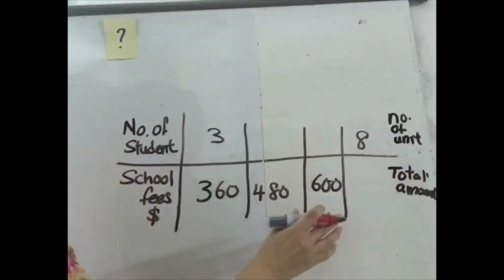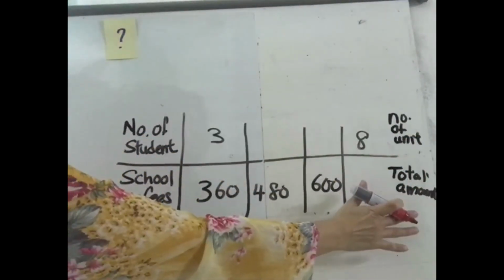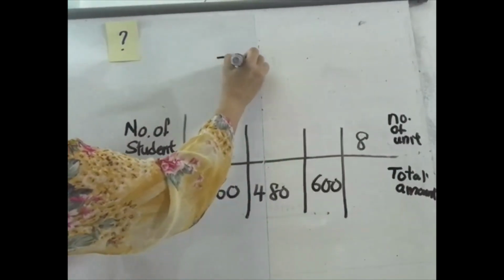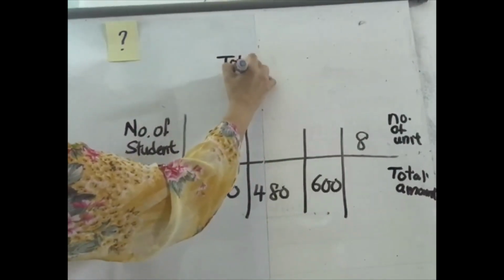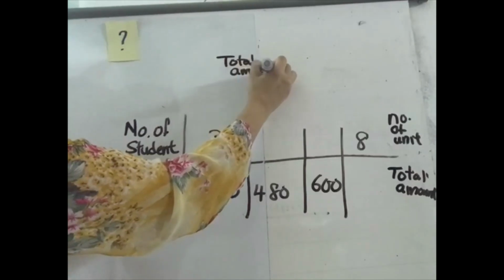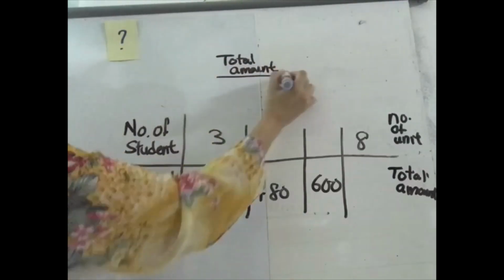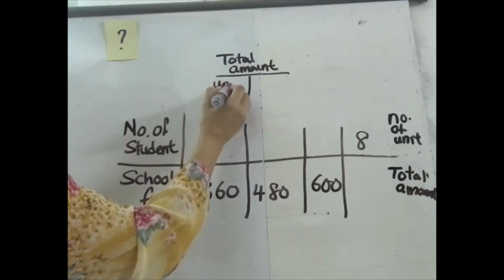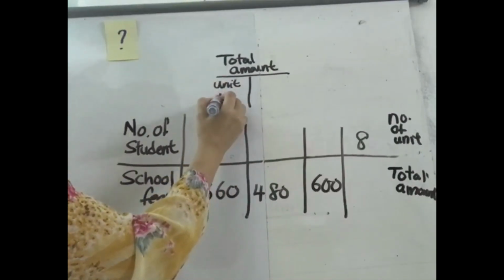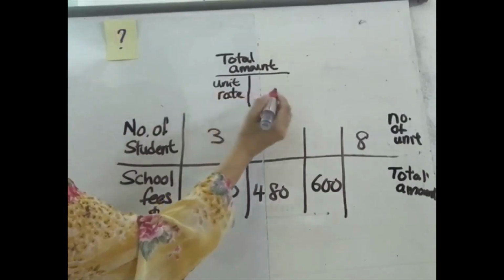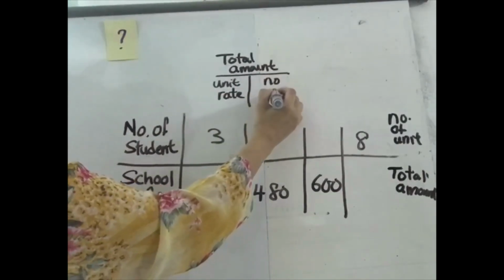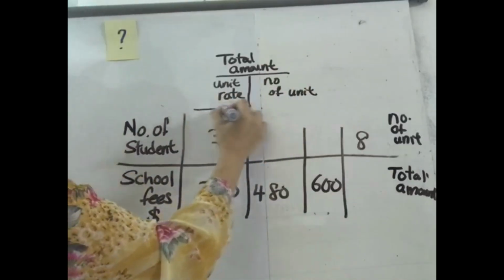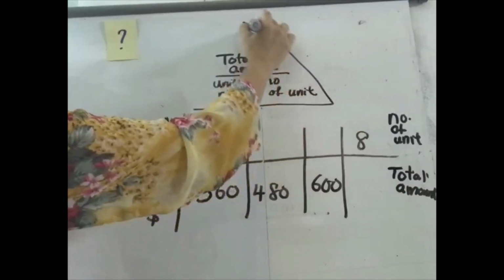So what do we start first? We always start the biggest numbers. Okay, the biggest number is total amount. Okay, that's the biggest. We divide up. Then what do we have here? Unit rate. And this is number of unit. That's what it means. Okay, you're going to make a triangle.